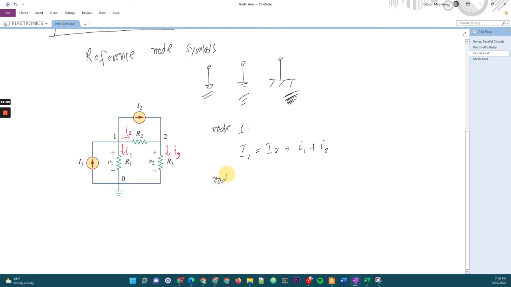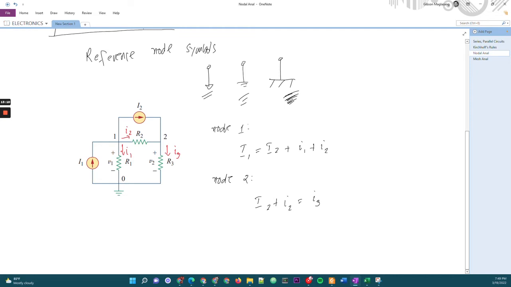Next, we have node 2. The same concept will be used. In similar manner, we have the currents entering node 2: I2 and small I2 equals the current leaving at that particular junction. We have I3. So those are the equations we need.